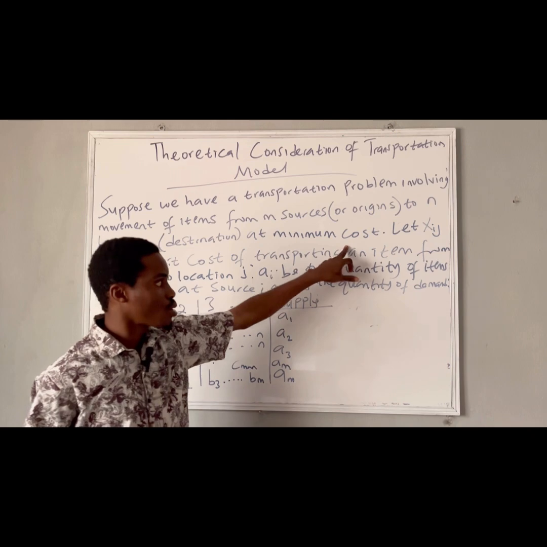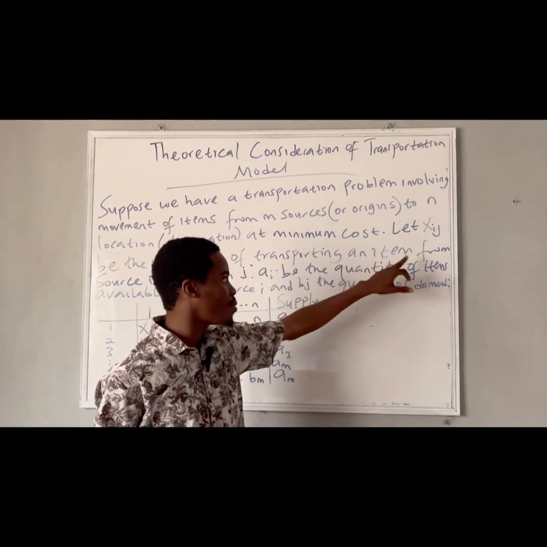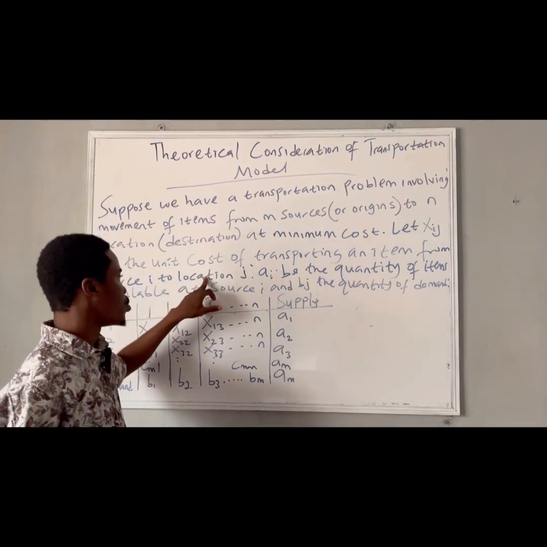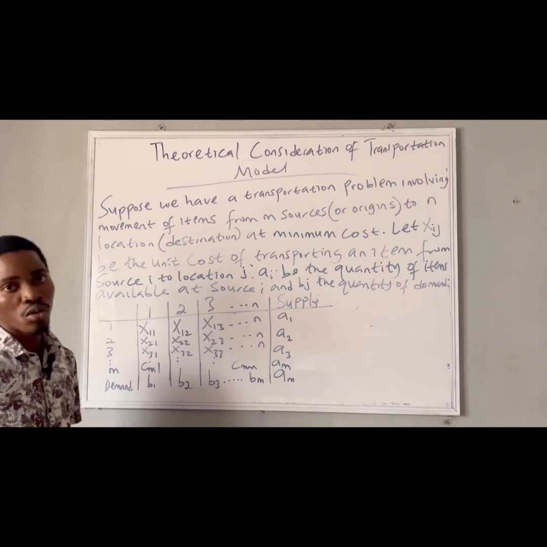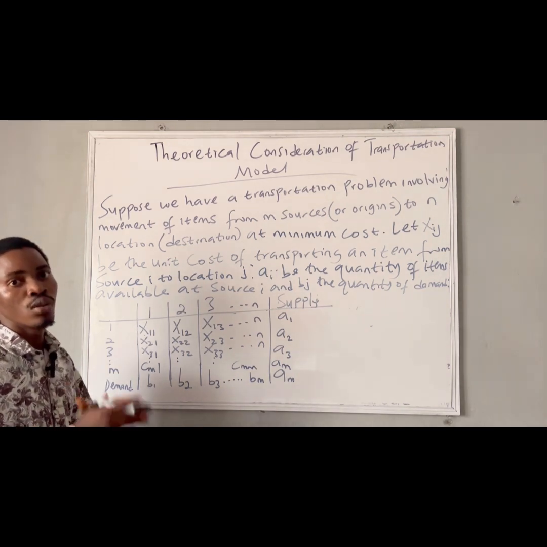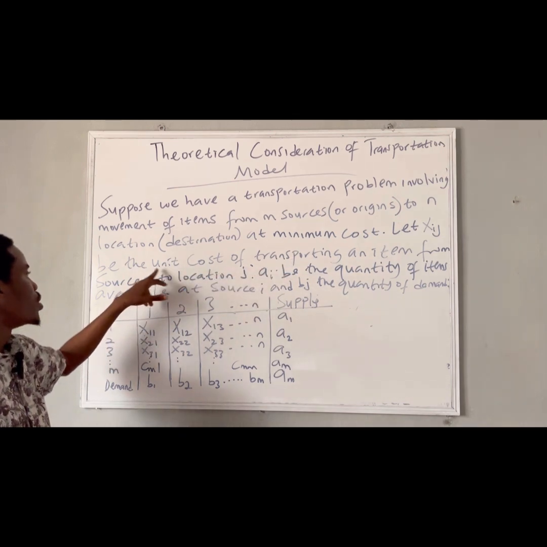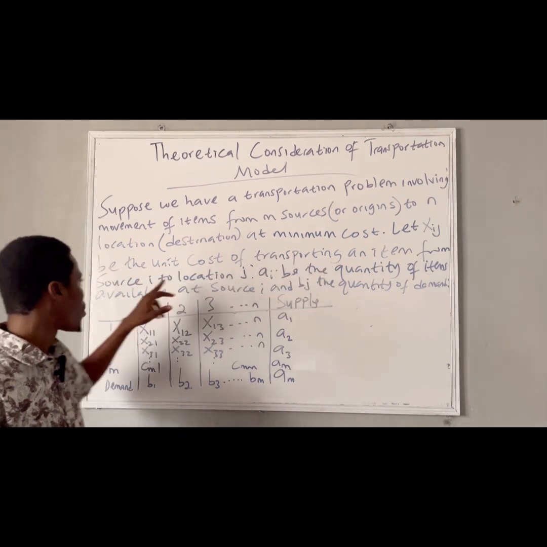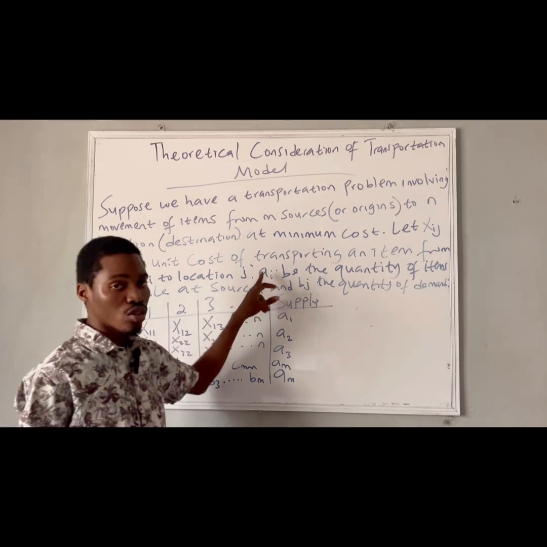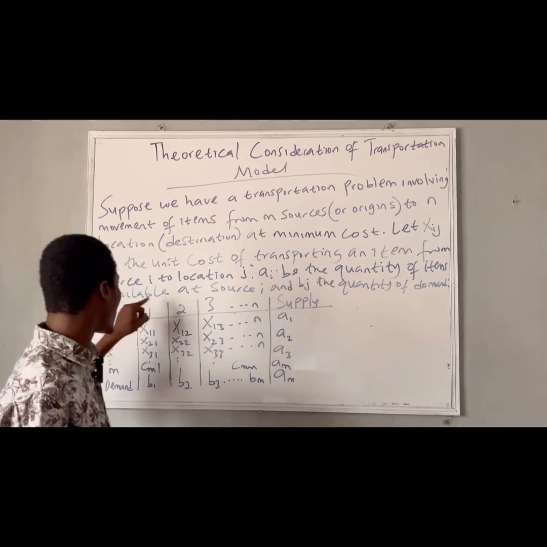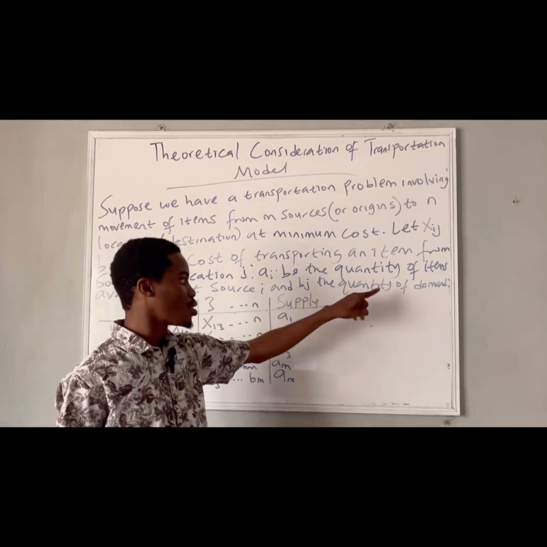So at minimum cost, let Sij be the unit cost of transporting an item from source I to location J. The unit cost is termed the decision variable of this minimum cost. In a transportation problem, we represent the decision variable as Sij. And Ai is the quantity of item available at source I, and Bj is the quantity of demand.